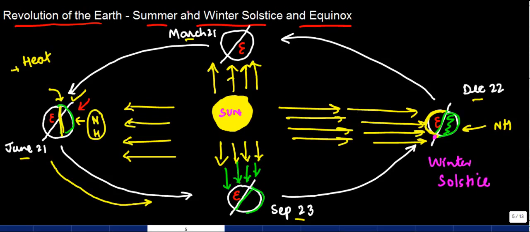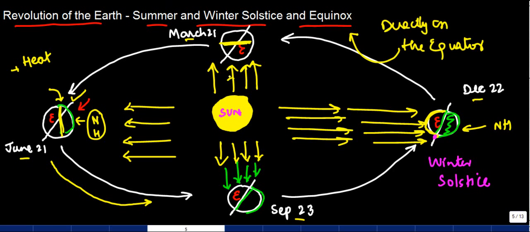What happens in these two? In these two situations, the sun rays that we are talking about basically fall directly on the equator. And this position is known as the equinox. Here, basically the rays fall directly on the equator. Here we said it is on Tropic of Cancer, right? Here it is Tropic of Capricorn. Here it falls directly on the equator, and these positions are known as the equinox.